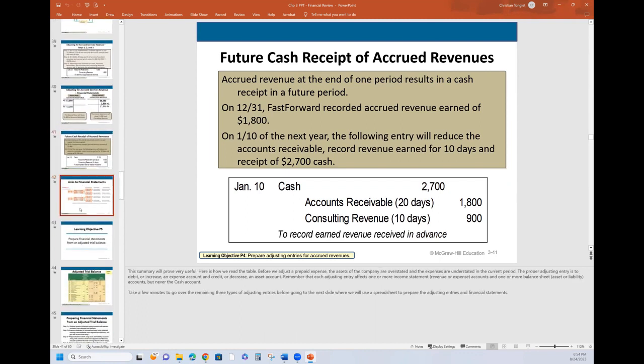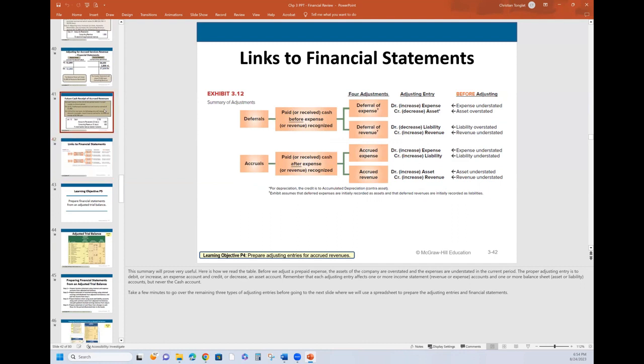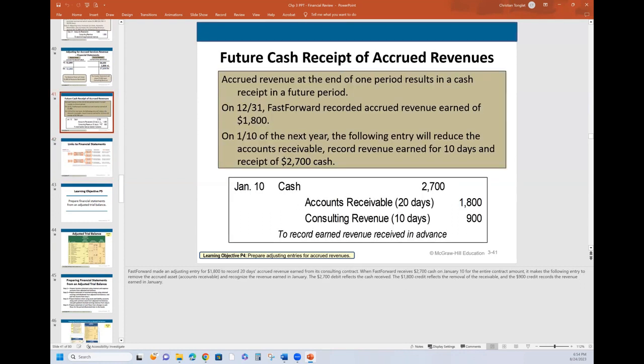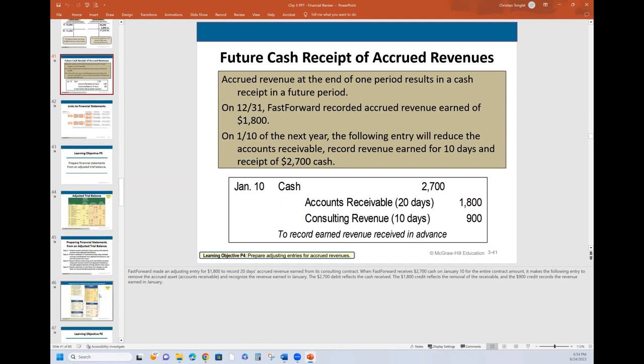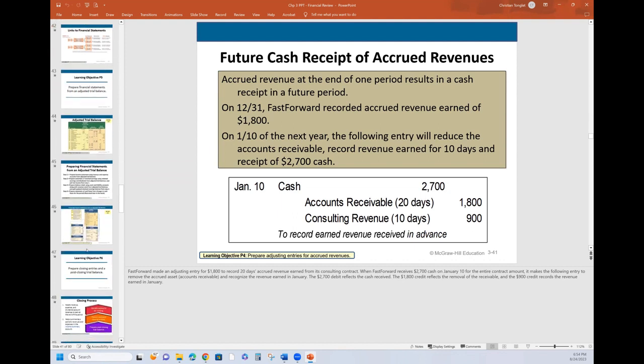Do y'all have any questions so far on the adjustments? Because we'll have some questions on homework and on the test on adjustments that don't have anything to do with cash. It's just making adjustments in accounts. No questions. Okay. At least from me.